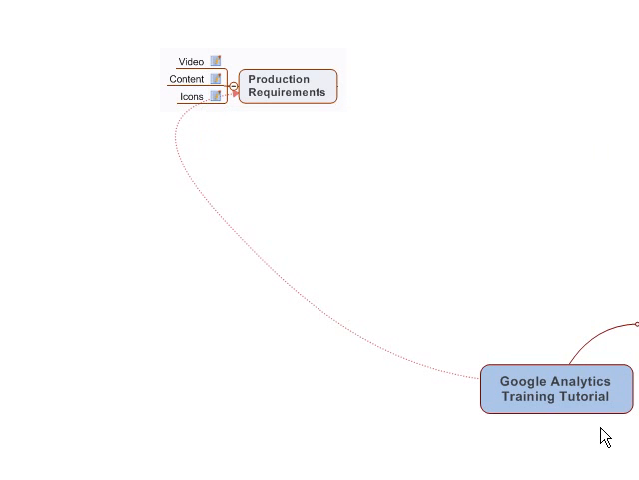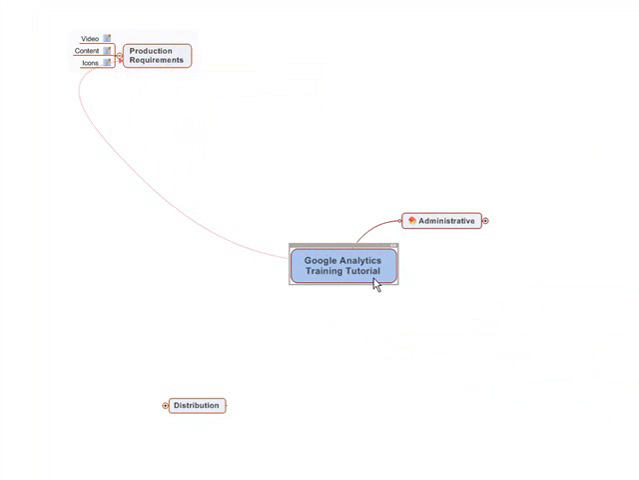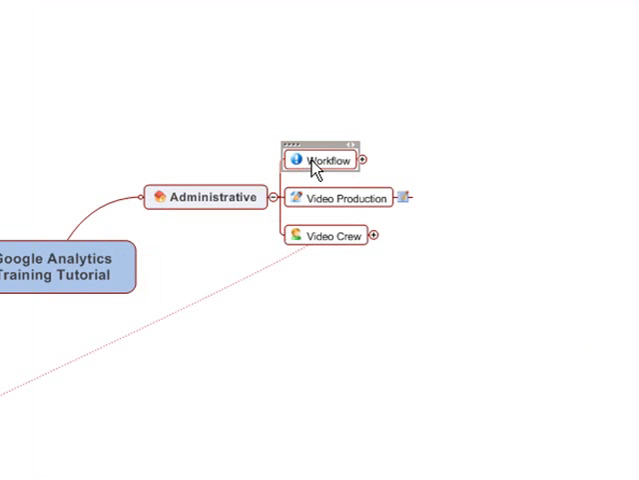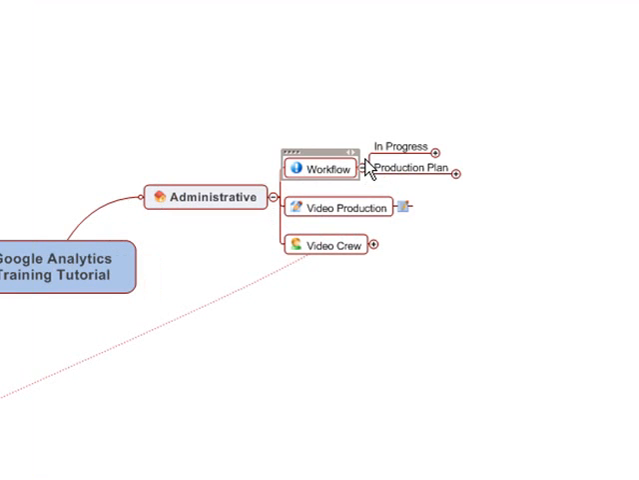And let's go back to the central topic again, which is Google Analytics training tutorial. Over to the right we can see we move into administrative. I'm going to drill it down once and we can see we have workflow, video production, and a video crew. I'm going to now expand the workflow group. Right now in workflow we have in progress and a production plan.